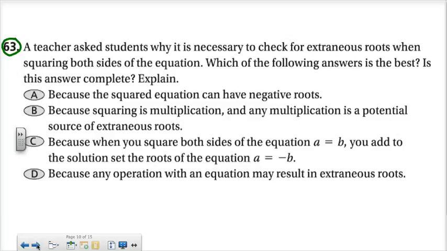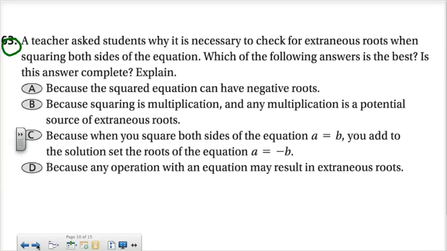C says because when you square both sides of the equation, A equals B, you add to the solution set the roots of the equation A equals negative B. Now that makes more sense because we're talking about the fact that when we have to raise something to a fraction power where there's an even number, that's when we have those absolute value pieces that have to take place. But let's read D and see, is there a better answer? Because any operation with an equation may result in extraneous roots. No, that's not true. So our best answer here is going to be answer C.